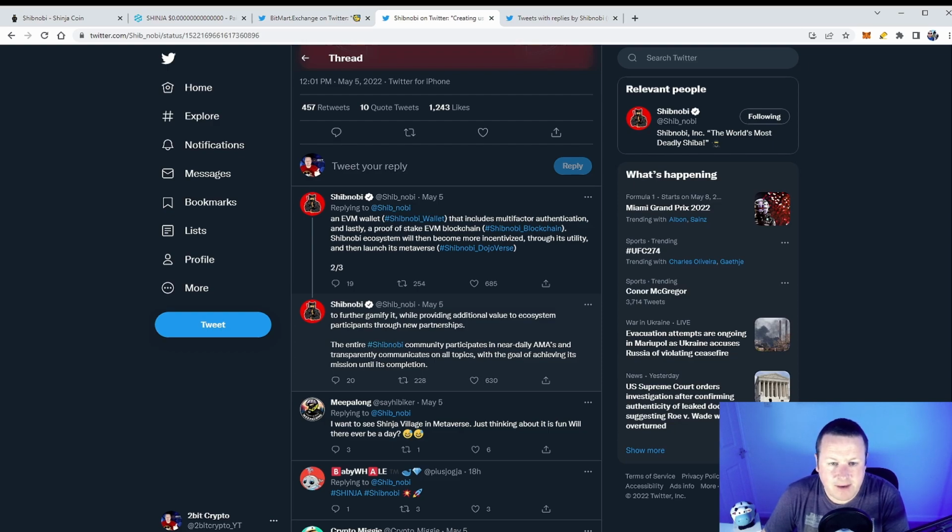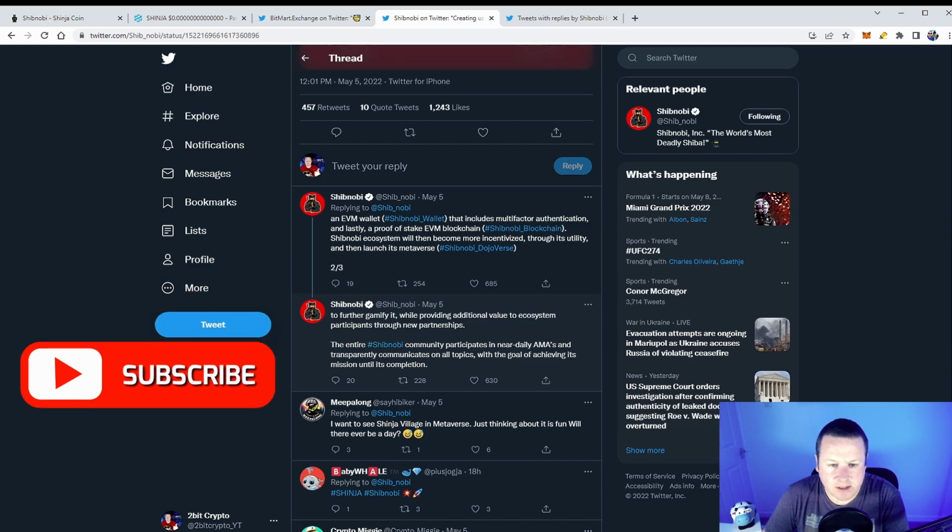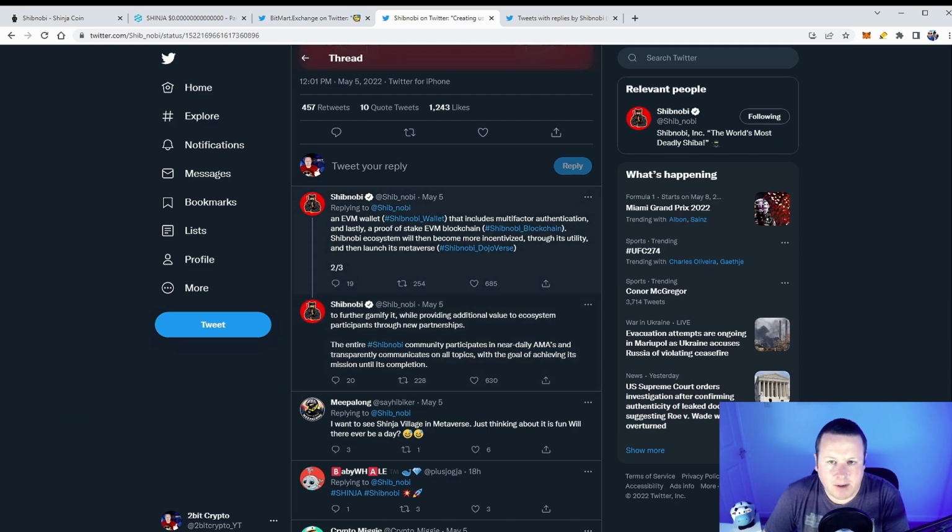You can see here the EVM wallet, or the Shibnobi wallet, that includes multi-factor authentication, and lastly, a proof of stake EVM blockchain, which is the Shibnobi blockchain. The ecosystem will become more incentivized through its utility and then launch its metaverse. And then finally, further GameFi will provide additional value to the ecosystem, particularly through new partnerships. So we know obviously they have Shibnobi Gaming as part of this as well.